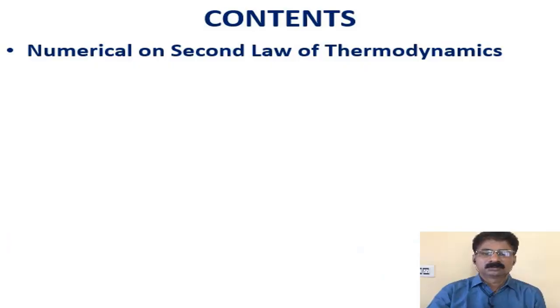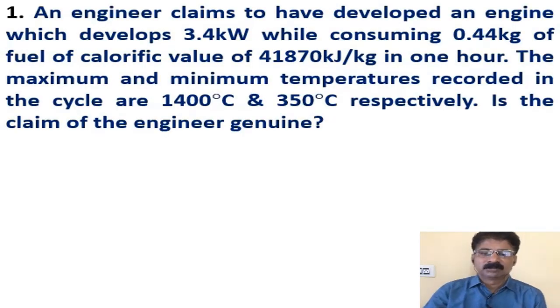We will solve numericals on the second law of thermodynamics. Now let us take this basic simple problem. An engineer claims to have developed an engine which develops 3.4 kilowatt while consuming 0.44 kg of fuel of calorific value 41,870 kilojoules per kg in 1 hour. The maximum and minimum temperatures recorded in the cycle are 1400 degrees Celsius and 350 degrees Celsius respectively. Is the claim of the engineer genuine?